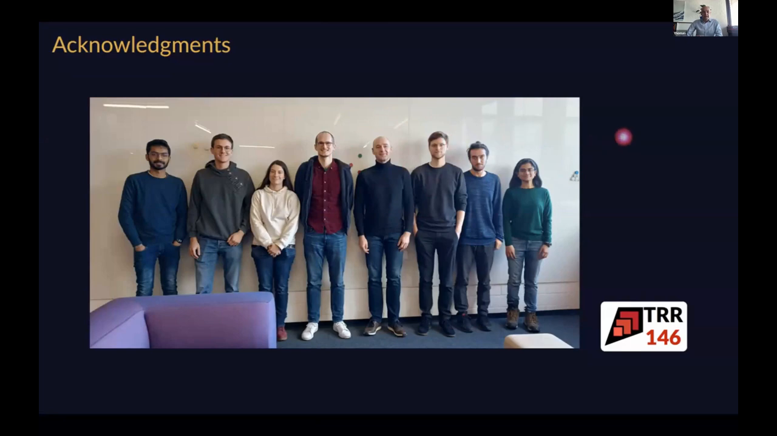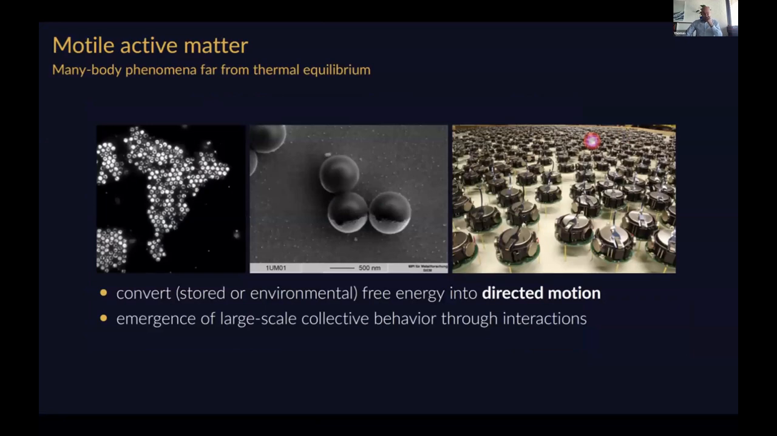Okay, so active matter has become a very loose term, but what we usually associate with this is the emergence of collective behavior on large scales that's been determined through interactions and, in this case, self-propulsion or motility.